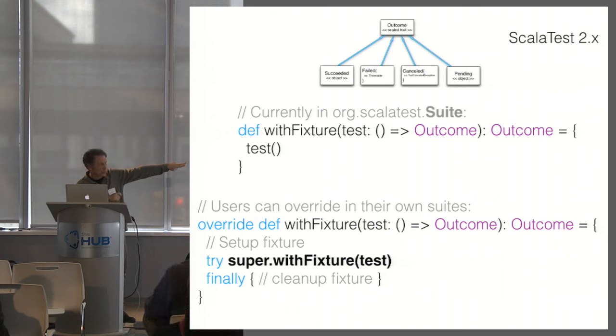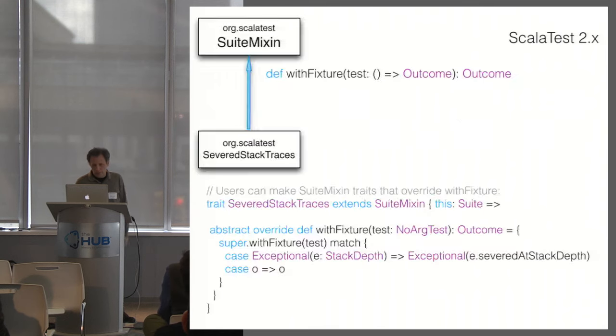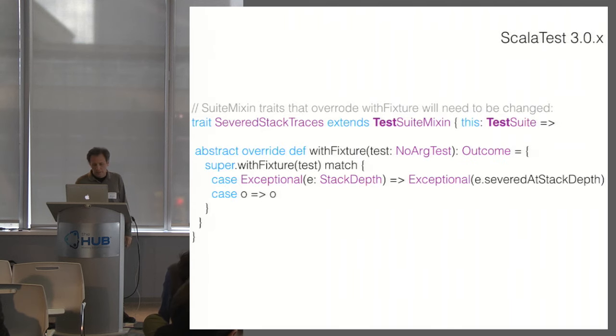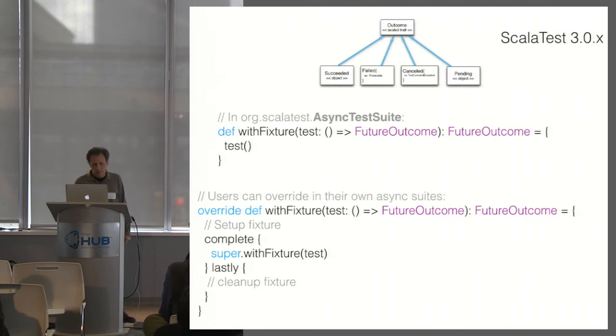See the problem? So what I created, instead of try finally, there's complete lastly. The reason I picked that is because this is not fixed width font, but in fixed width font, those two curly braces at the end line up. But it's like try finally, but for futures. And it will work on anything.